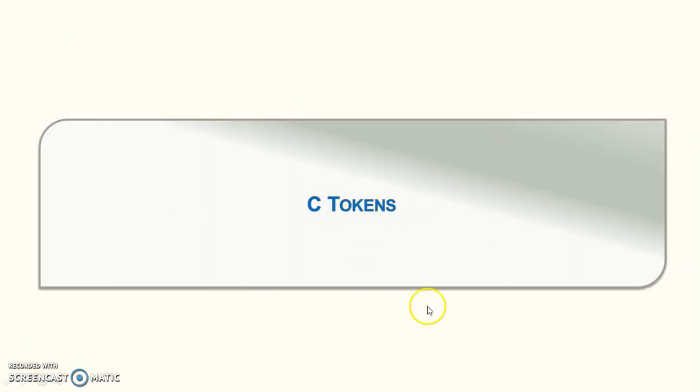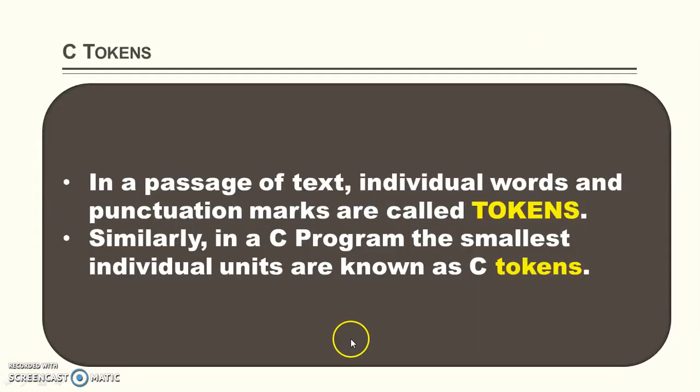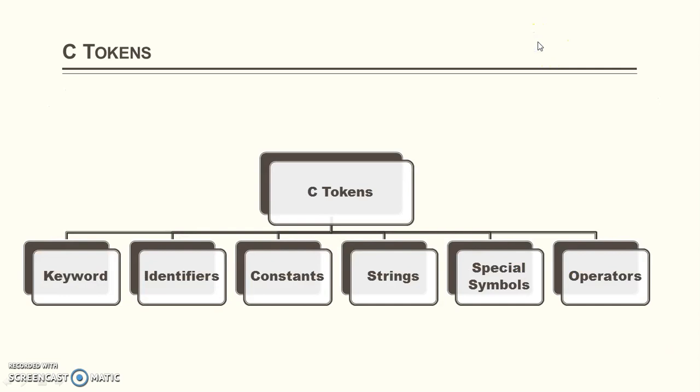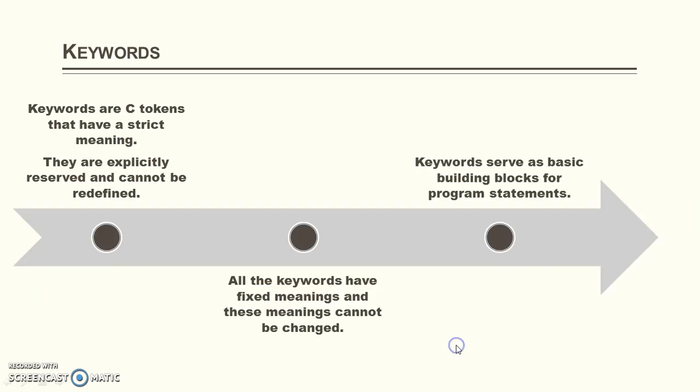So next we will discuss the C tokens. In a passage of text, individual words and punctuation marks are called tokens. Similarly, in a C program, the smallest individual units are known as C tokens. In the C language, programs are written using these tokens and the syntax of the language. C has six types of tokens, as shown over here: keyword, identifier, constant, string, special symbols and operators. Later we will discuss each and every one by one.